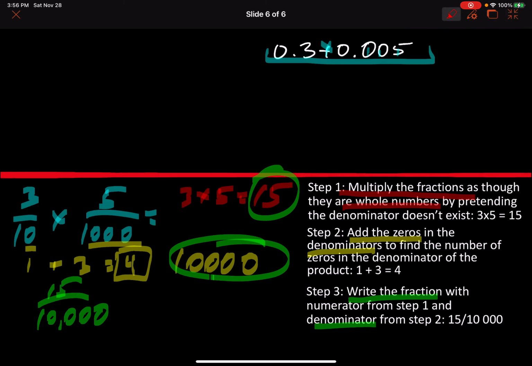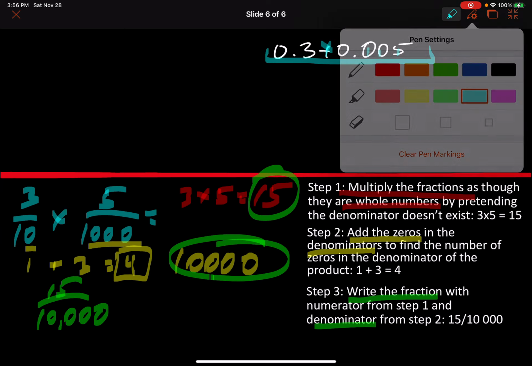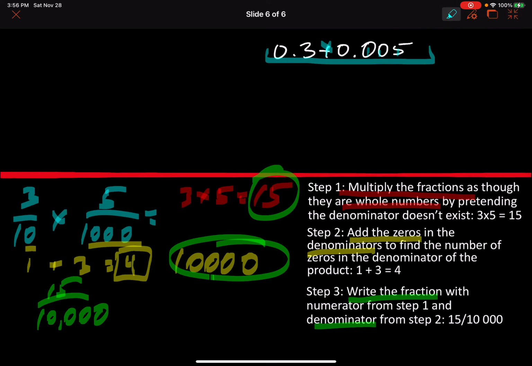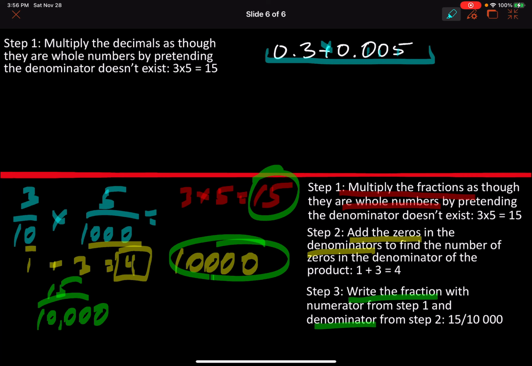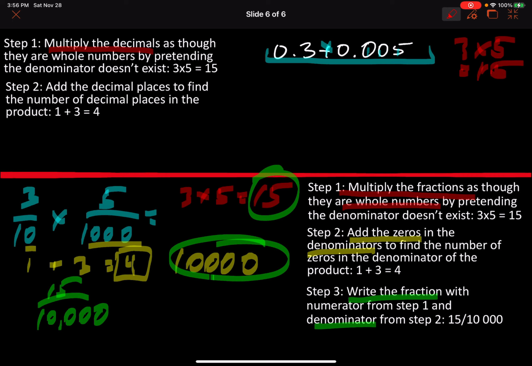Okay, all right. Now I'm going to do the same thing up top here. So I have 3/10 times 5,000. So the first thing that I do is I'm going to multiply the decimals as if they are whole numbers. So I go 3 times 5, and that's equal to 15. All right, step number 2, add the decimal places. I have 1 here, plus, and I have 3 here, so that is equal to 4. Very similar here, doesn't it?